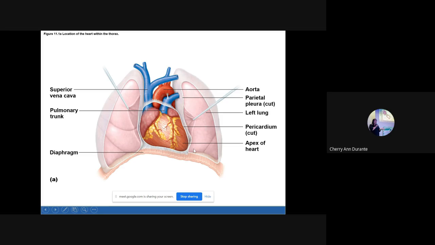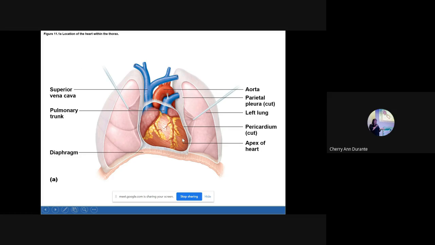And then yung apex niya, which you can see in this picture, is actually, as we've said, pointing towards the left hip. Okay? And then the right side, your base is actually pointing on the right shoulders. Okay? So this is now the positioning of the heart. And this is your diaphragm where it rests.